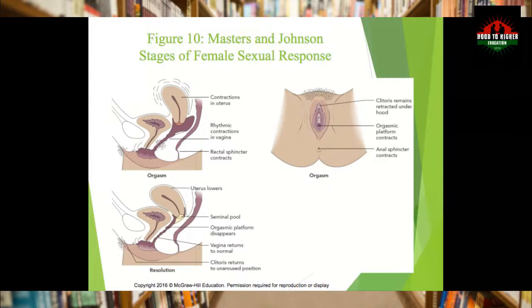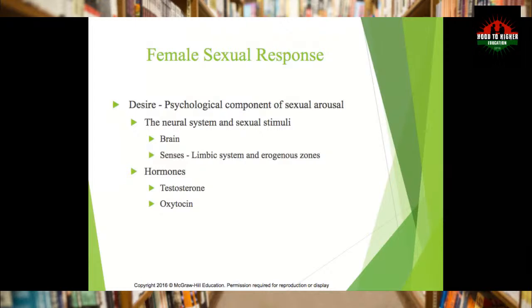Contractions in the uterus. This is what happens during the orgasmic phase. Rhythmic contractions in the vagina. The rectal sphincter muscles start to contract. There's a small seminal pool, right? Orgasmic platforms start to disappear. This is the resolution phase. Okay, the orgasm phase is right before the resolution phase. Okay, that clitoris returns to the unaroused position and the unaroused color. Okay, that's a breakdown.